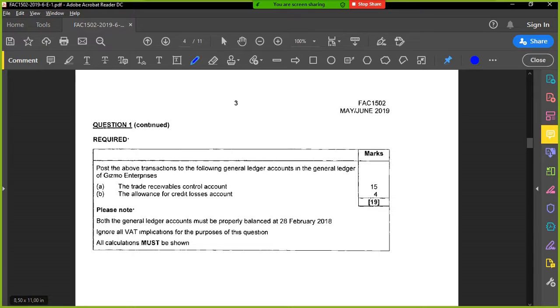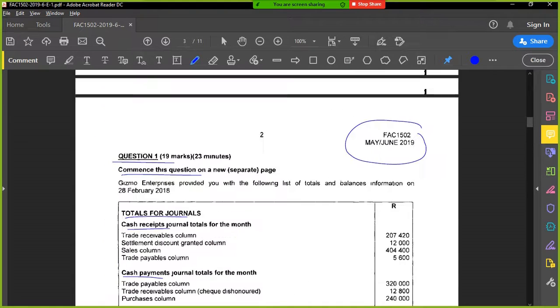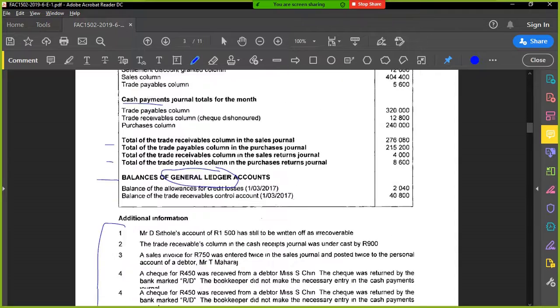Right, what do they want me to do? This is the important bit. Post the above transactions in the general ledger. That's a T account. You've got trade receivables and you've got allowance for credit losses. Those are the only two accounts that I'm going to be looking at. Don't do more than you have to because you're not going to have time in the exam. Right, this is 19 marks, 23 minutes.